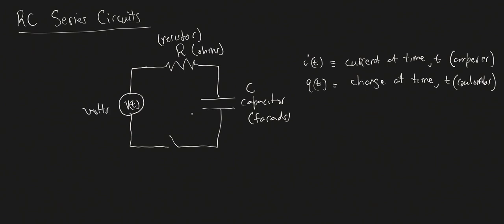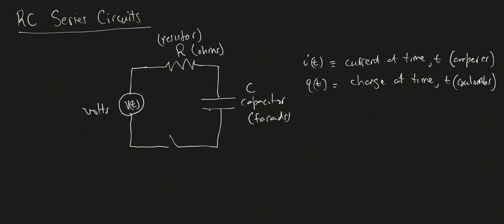All right. So again, these are overarching goals. We want to find these two functions. Once you flip that switch and you have your current flowing through and you have your charge on your capacitor, what is the current at any given time? What is the charge at any given time?